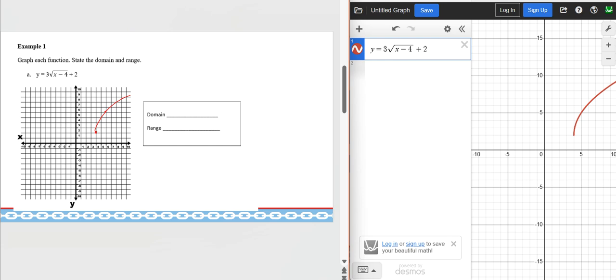And the domain and range. Well, the domain is going to start at 4. So x can be greater than or equal to 4. And my y value can be greater than or equal to 2. Previously, we'd done all real numbers, right? Negative infinity, positive infinity kind of thing. But that is not the case with the graphs of these radicals.